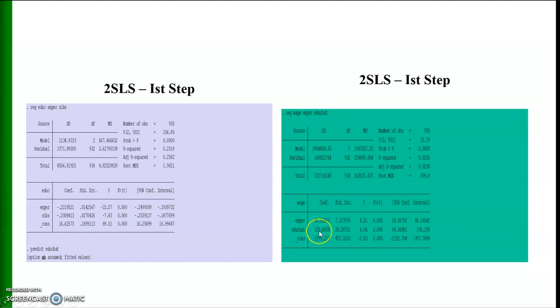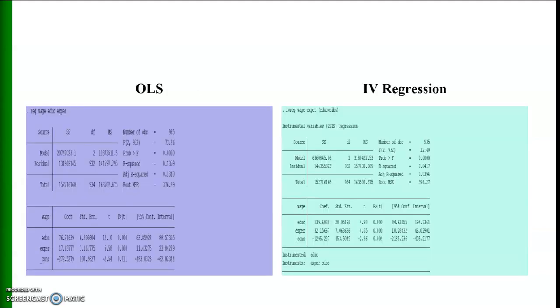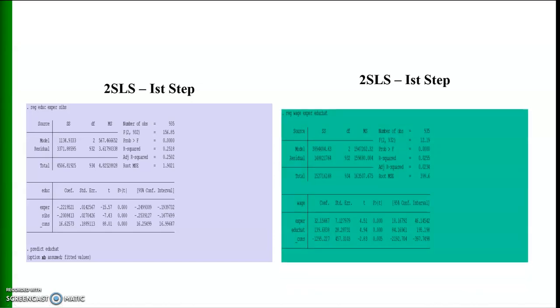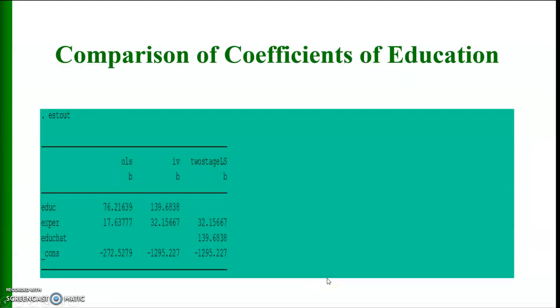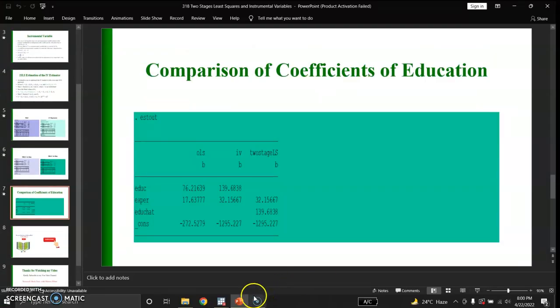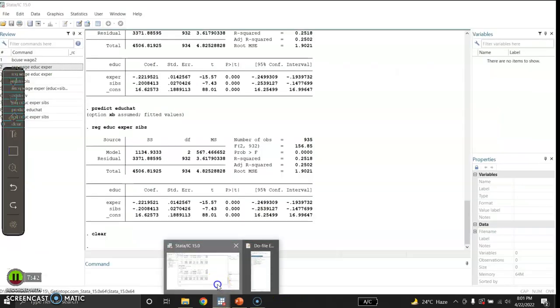Now we have this coefficient of 139.68, which is exactly the same as it was in the instrumental variable regression in the previous regression, which is this one. So this coefficient and the coefficient in this model, they are exactly the same. We will finally compare these coefficients of education, but before I do that, let me open my Stata.